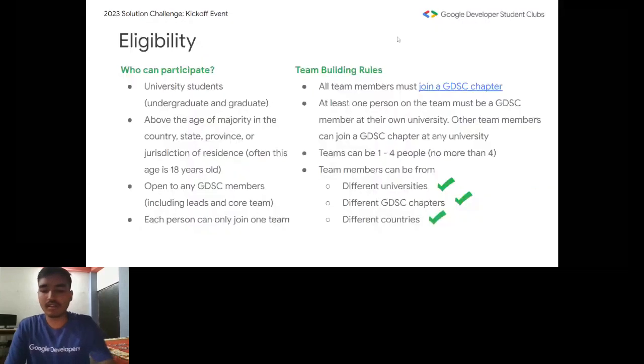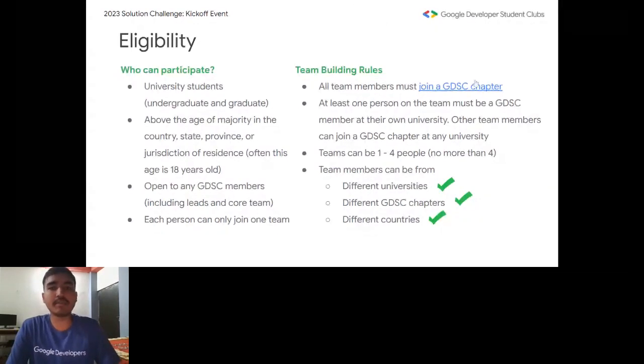Okay, so next we come to the eligibility. What will be the eligibility for participating in the Solution Challenge? For participating, the team can be of up to 4 people. You can form a team of 1 to 4 people, according to your convenience.